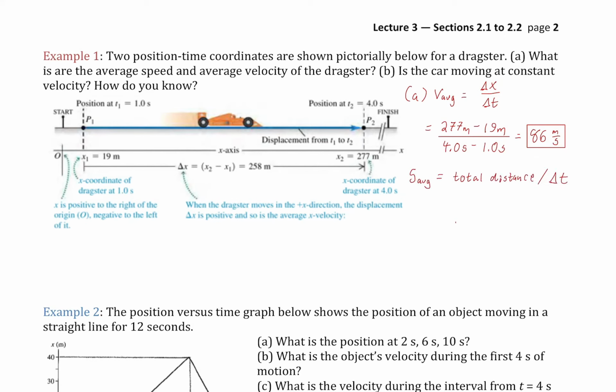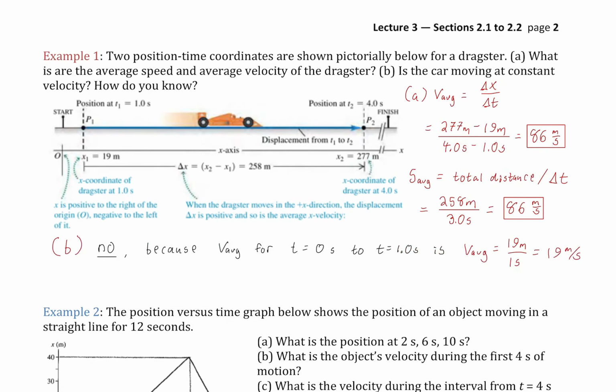Well, the average speed is just total distance over elapsed time, which is the same darn thing. It's just 258, right? Because that is indeed the displacement, or in this case, also the total distance. So 86 meters per second again. Why do they agree? They agree because the dragster here didn't turn around. It continued on in a straight line. It never changed the sign of its direction. It never started going backwards.